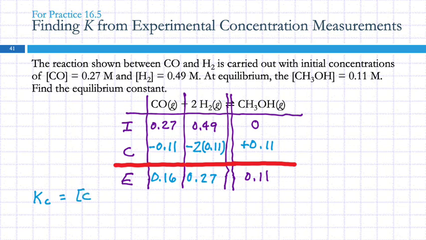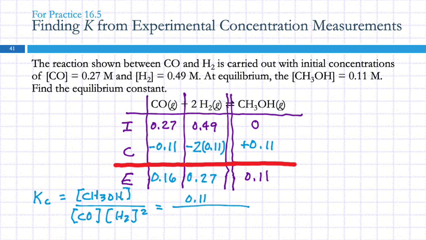This is going to be the concentration of CH3OH divided by the concentration of CO times the concentration of H2 squared. Then I'm going to put my numbers in, being careful to line them up correctly. So I've got 0.11 on top. I have 0.16 and 0.27 squared. Here again, we have something in the denominator that's multiplied. This is going to happen a lot.